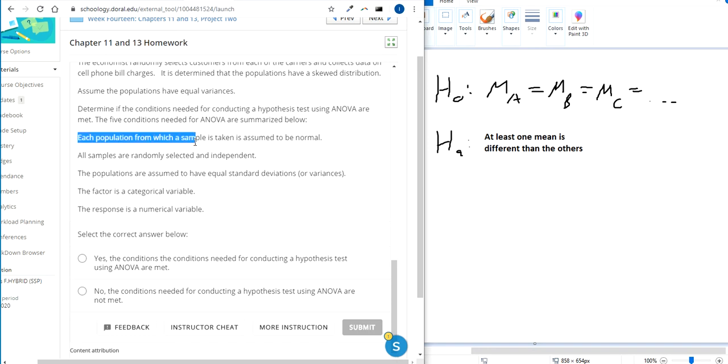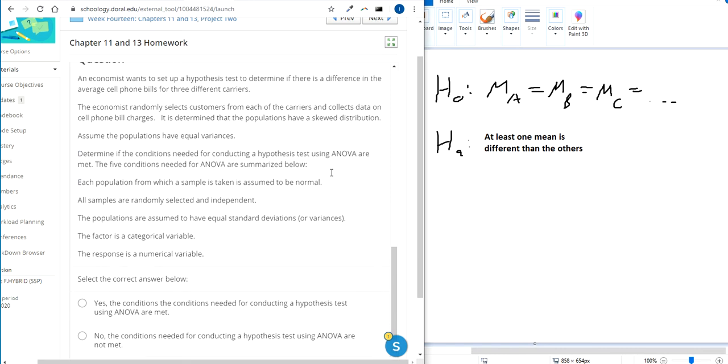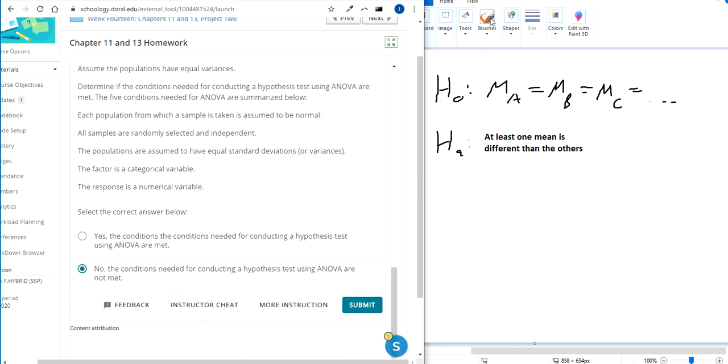Each population from which a sample is taken is assumed to be normal. It is determined that the populations have a skewed distribution. So right there, that first of the 5 conditions that Newton lists out is violated. Okay, we have to say no. Each population needs to be normal. If it's skewed, that means it's skewed left or skewed right.